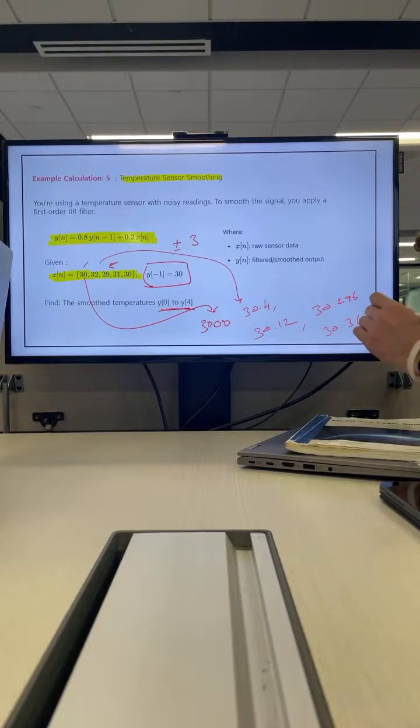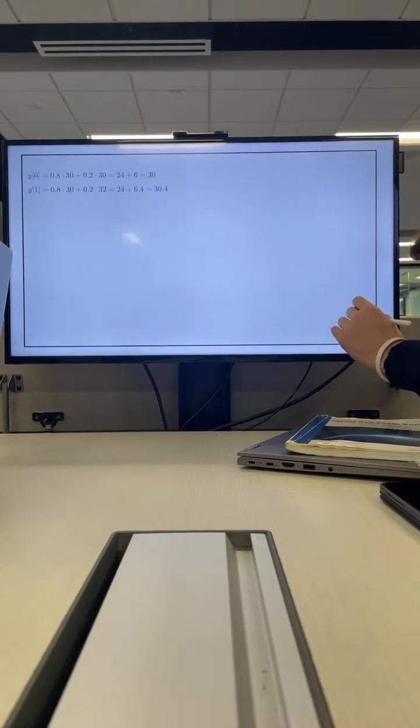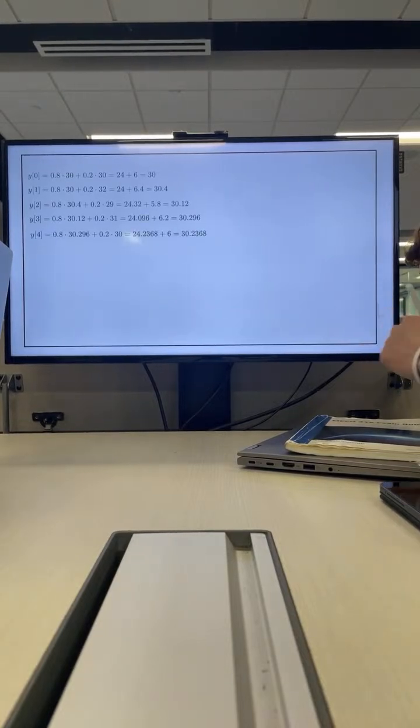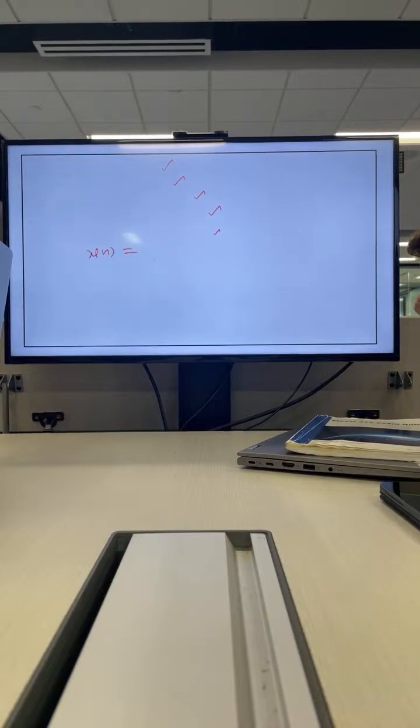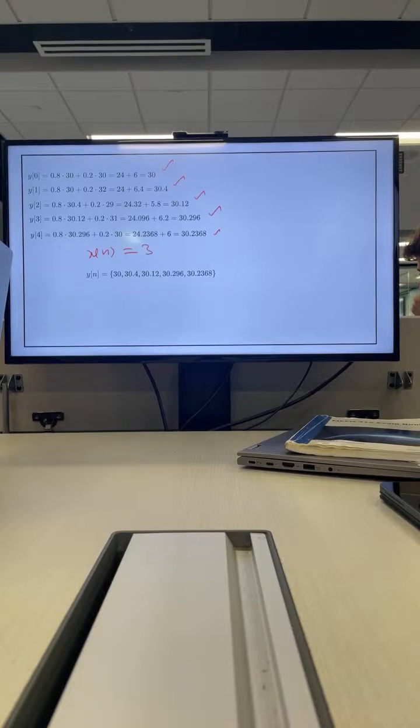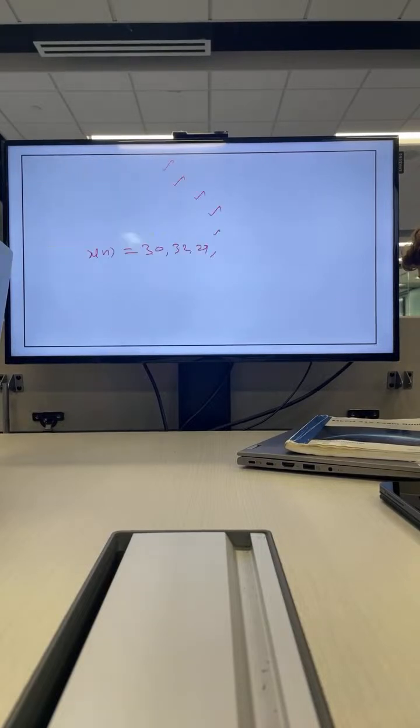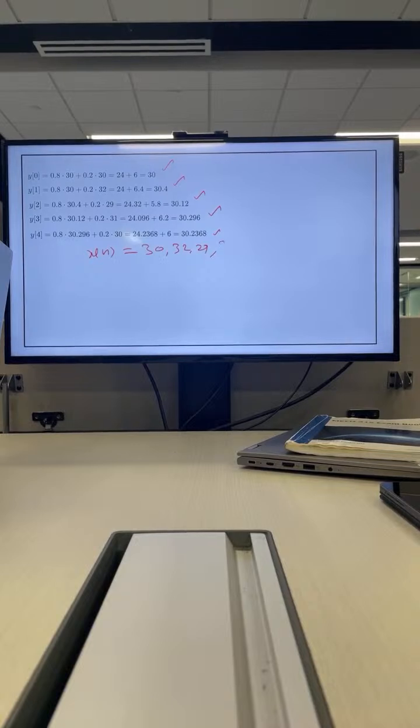Can you just compare the input data? Okay. So now I have the values 30, 30.4, 30.12. So for my input, x of n, equal to the previous data, that is 30, 32, 29, 31 and 30, okay, x of n.